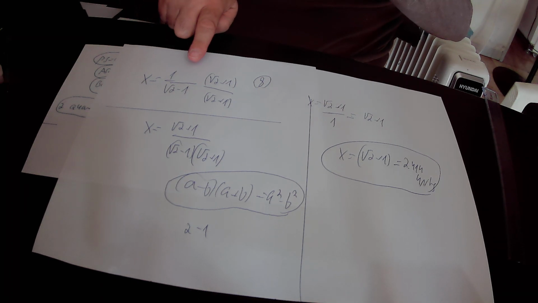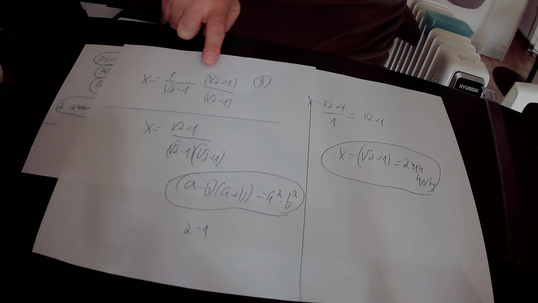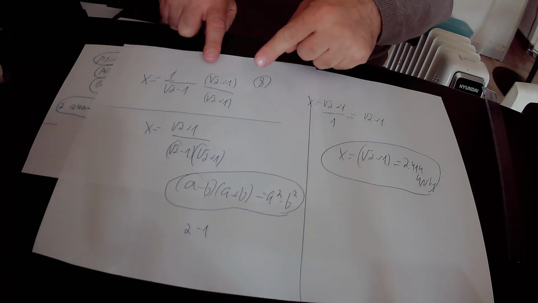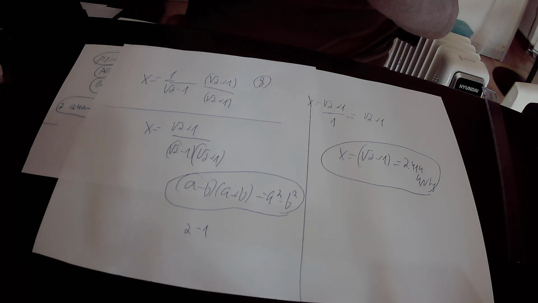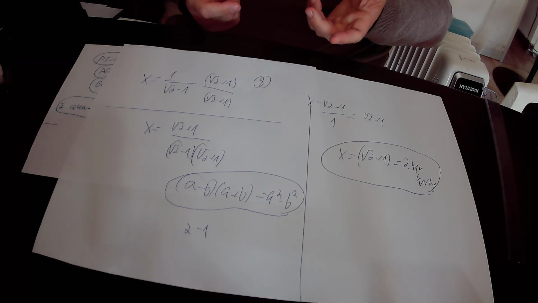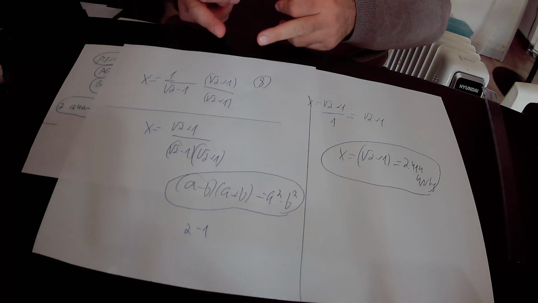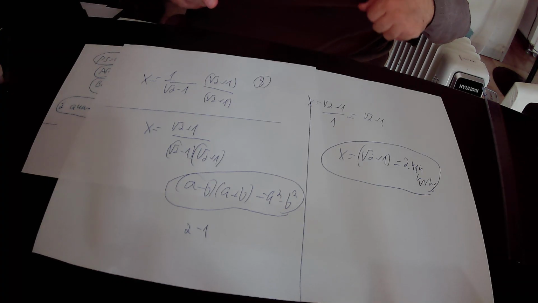Then we multiply this side of the equation by square root of 2 plus 1, and then we divide it by square root of 2 plus 1. Square root of 2 plus 1 over square root of 2 plus 1 is 1, and it is allowable to multiply anything by 1. You don't change the value of the expression when you multiply it by 1. So this operation is allowable.